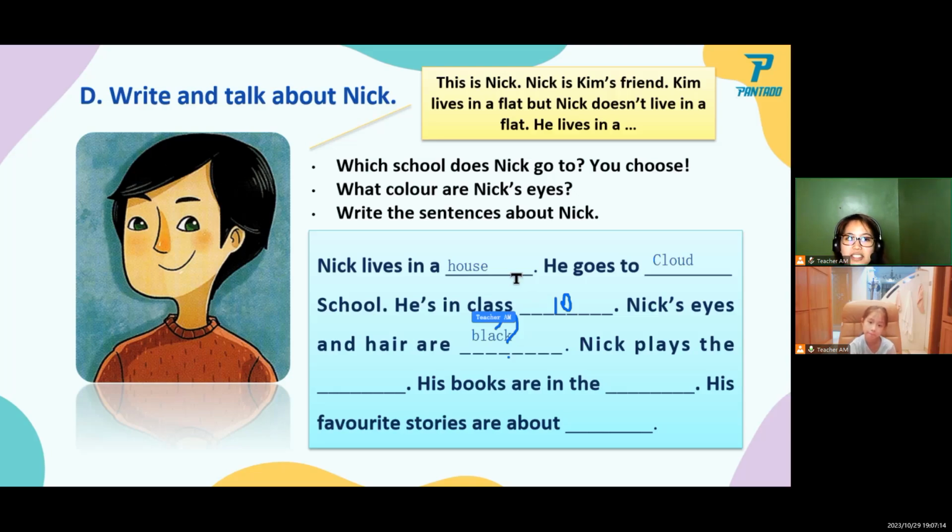Nick plays the... Wow, very good. The doll. Okay, I'm sorry. Now, his books are in the... Okay, in the bag. His favorite stories are about... No, I don't know. Okay, so I'm going to write it here. His favorite stories are about monsters.